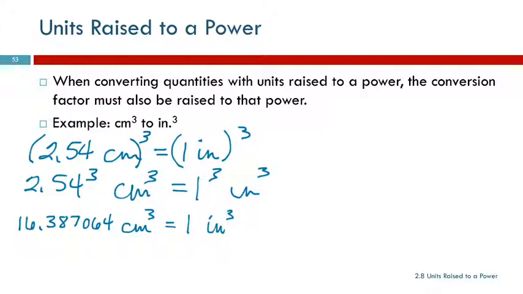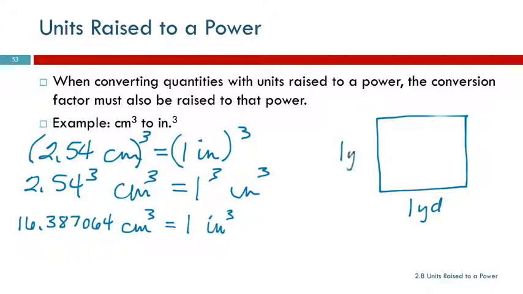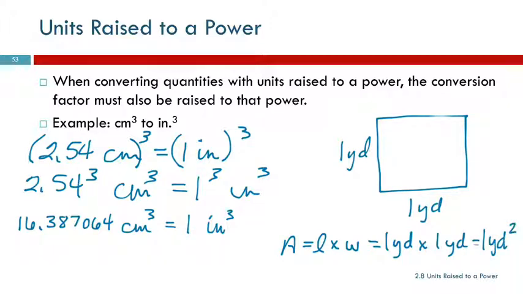I'm going to do a slightly different example than I did for the earlier class. So let's say you have a square garden. And this is 1 yard, and 1 yard is a small garden. What's the area of your garden? 1 yard squared, right? So the area is the length times the width. So it's 1 yard times 1 yard, which equals 1 yard squared.